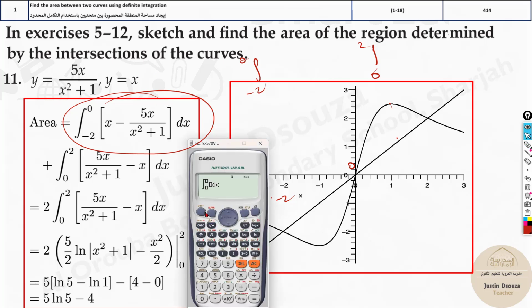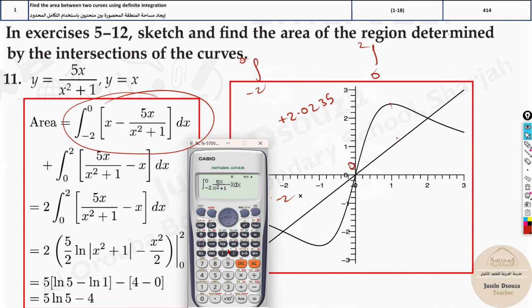Once you know the limits, just press this and let's type the equation. I'll just type 5x divided by x squared plus 1, and then we will have to subtract the other equation, that is x. And what are the limits? The limits are from -2 to 0. Over here, what is the answer we are getting? We are getting negative, but it doesn't matter. This is the correct answer only. Just take the value. So the first answer, let's take the value only, it's plus 0.0235.